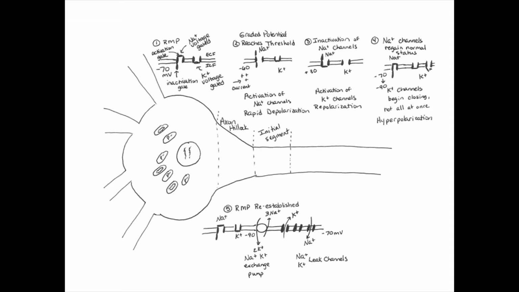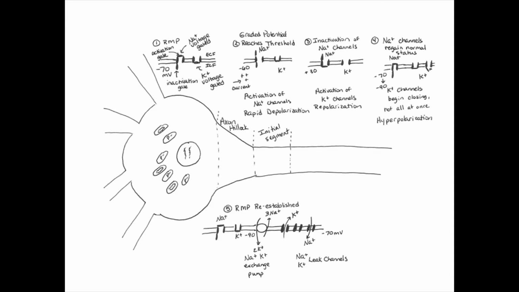So we talked about the resting membrane potential. We talked about a graded potential. Now we're going to take it one step further, and we're going to talk about an action potential, right? So an action potential starts as a graded potential, right? So the graded potential is just a baby potential, and then the action potential is like the grown-up potential.